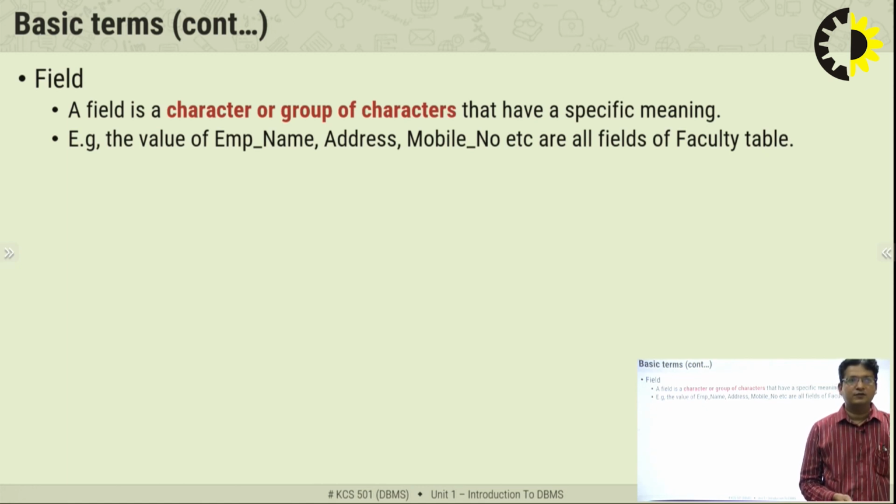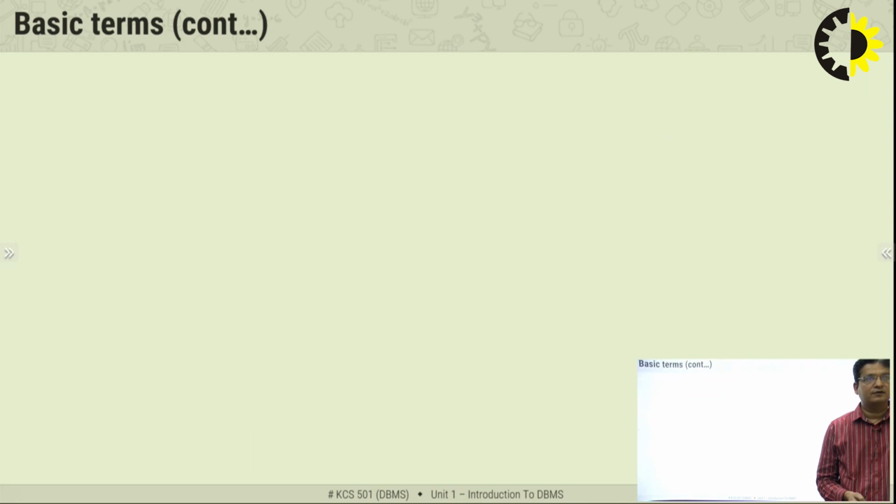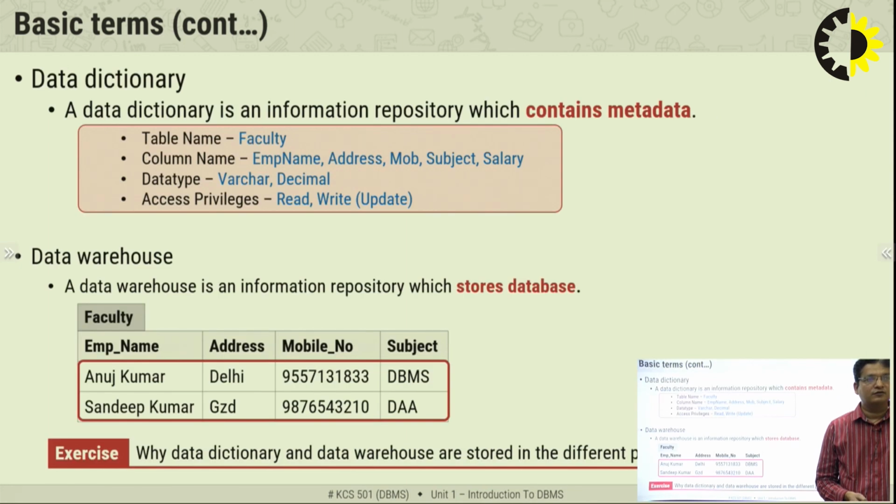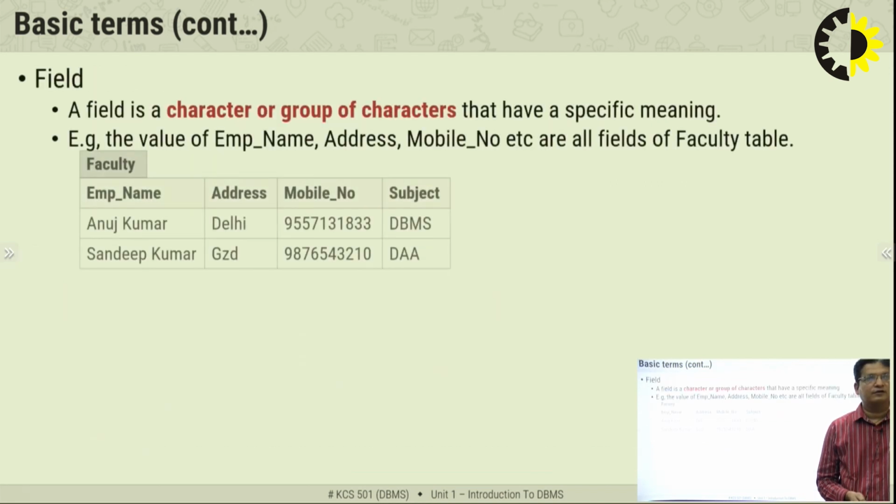Some more terms used here are a field. A field is a character or a group of characters which have a specific meaning. For example, the values of employee name, address, mobile number, etc. are all fields. The name of the employee in the previous table, that is Anuj is a field, Delhi is a field, mobile number is a field, the subject DBMS is also a field. Sandeep is a field, Ghaziabad is a field, mobile number is a field.